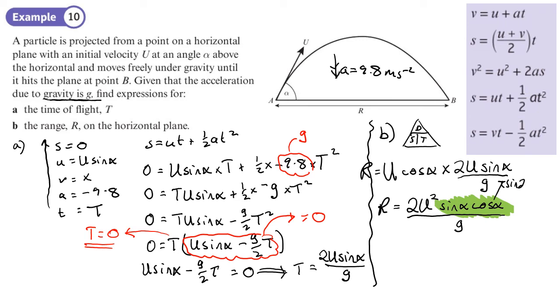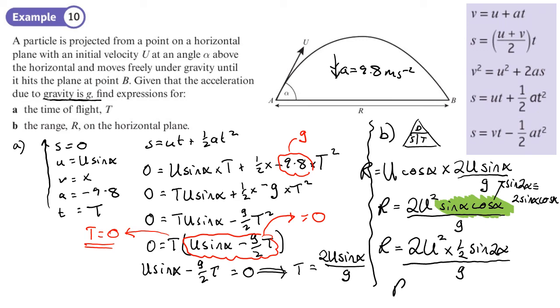So if I had sine 2 alpha, that would be 2 sine alpha cos alpha. So I could, if I wanted to, replace the sine alpha cos alpha with half sine 2 alpha. Now if I do that, the half and the 2 will cancel out.